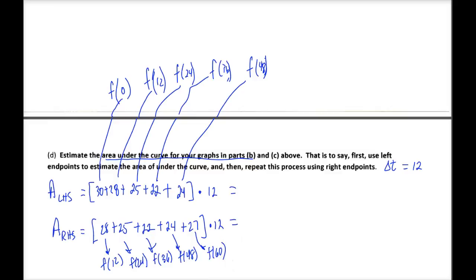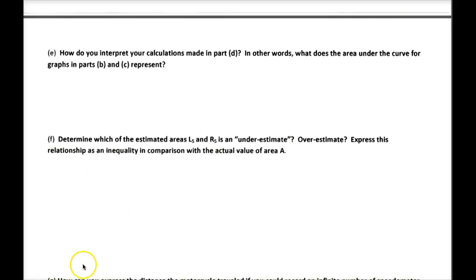Okay. So now we just need to add up all these sums and then multiply them times 12 and see what we get. So if we add up everything and multiply the left-hand sum estimate or left endpoint estimate by 12, we get 1,548 feet. And if we do the same thing with the right-hand sum or the right endpoint estimate, we get 1,512 feet. So we know that the motorcycle traveled somewhere in between 1,512 and 1,548 feet within this minute here.